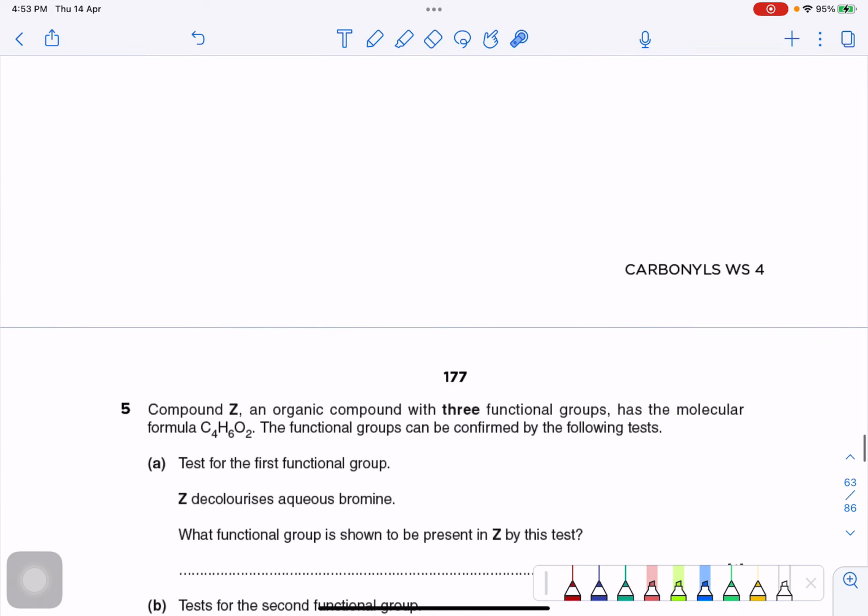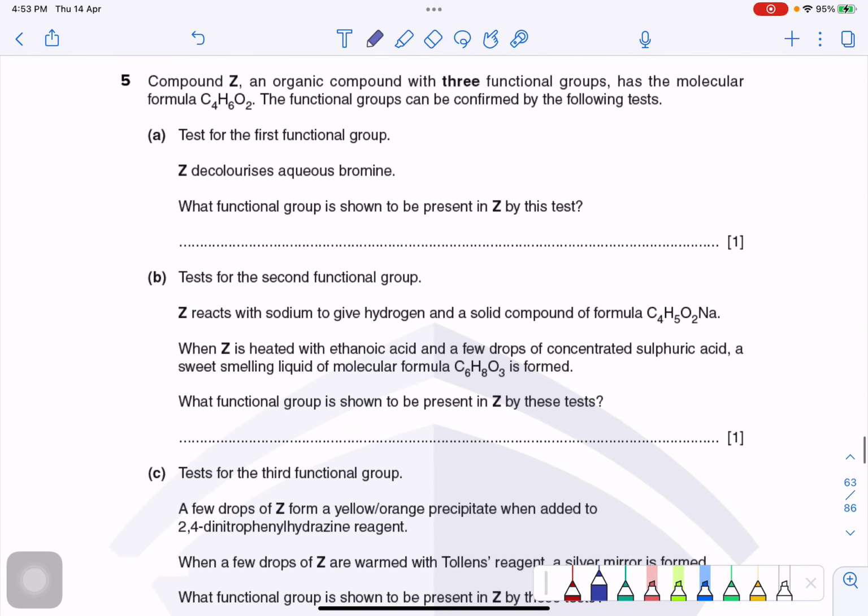Okay, let's do another question. Compound Z, an organic compound with 3 function group, has the molecular formula this. Okay, the function group can be determined by the following test. Test for function group Z decolorizes. That means इसमें double bond है. So this is carbon carbon double bond, या आप इसको alkene बोल सकते हो. Test for second function group. Z reacts with sodium to give hydrogen. That tells me it's an alcohol because it's a weak acid. Solid compound formula of this.